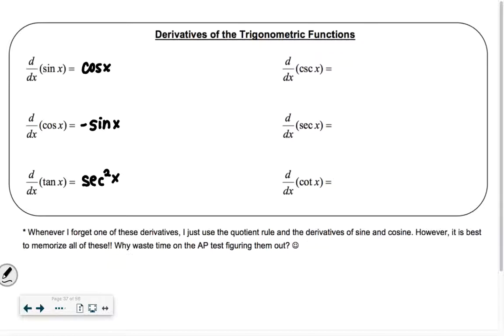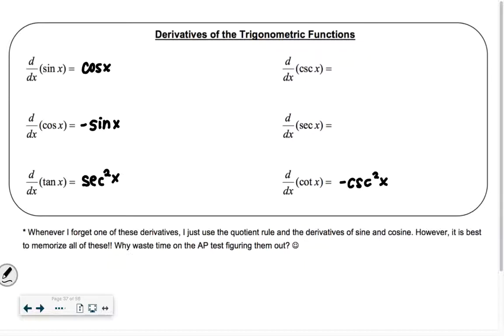All right, so this one's going to be similar to it. It's going to be basically a cofunction of it. It's going to be shifted. So it ends up being negative cosecant squared. So we gained a negative in the co-function. Okay. Same with cosecant and secant.